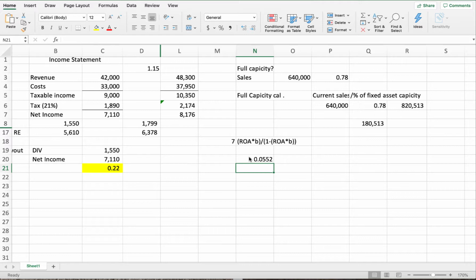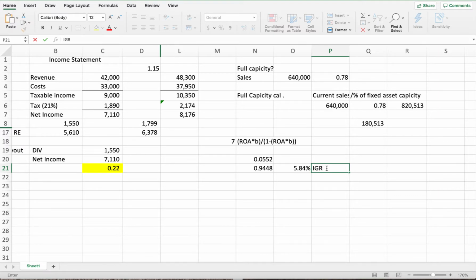The top half of this equation is 0.0552. Guess what? I can do the bottom part of the equation very simply by saying 1 minus my numerator. I got 0.9448. So what then is my internal growth rate? Well, just divide these two. Oh, wrong way. And I say my internal growth rate, or IGR, is 5.84. Okay.